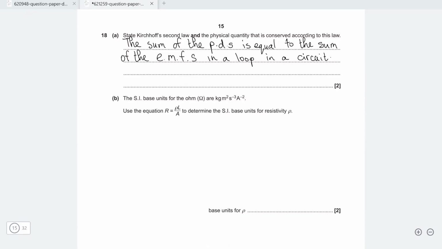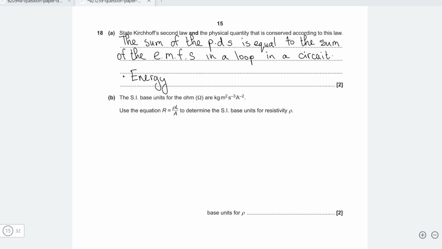Moving on to question 18. State Kirchhoff's second law and the physical quantity that is conserved according to this law. Now, the sum of the PDs is equal to the sum of the EMFs in a loop in a circuit. This is Kirchhoff's second law. The quantity that is conserved, and this is really important, is energy. So remember, Kirchhoff's first law is all about conservation of charge. Kirchhoff's second law is all about conservation of energy.